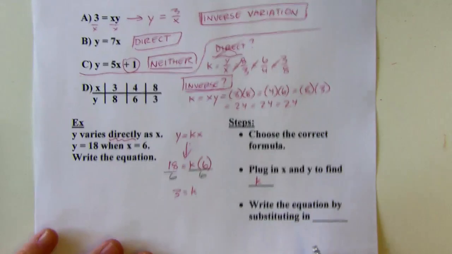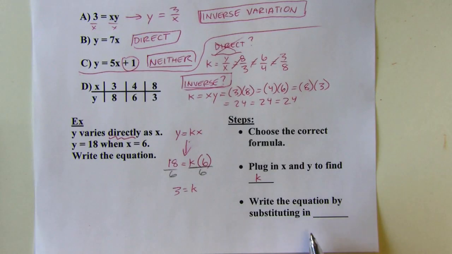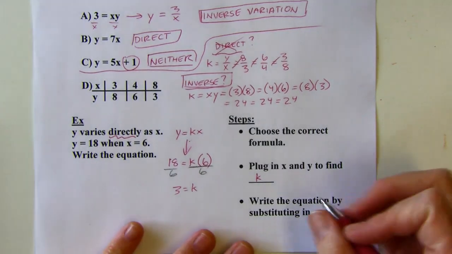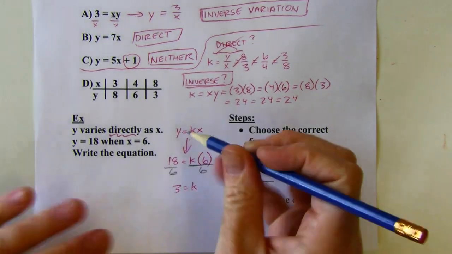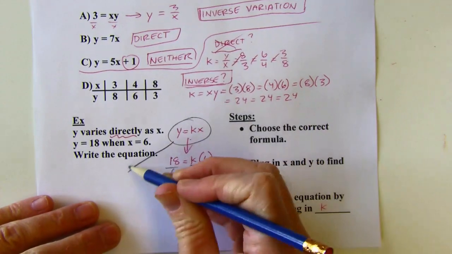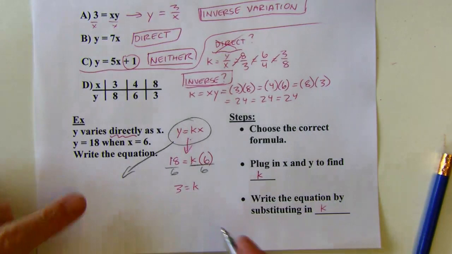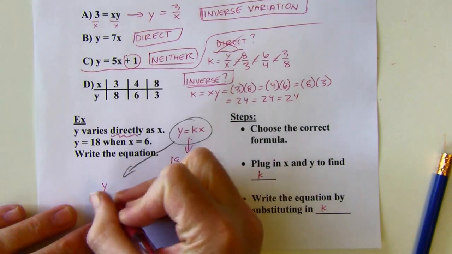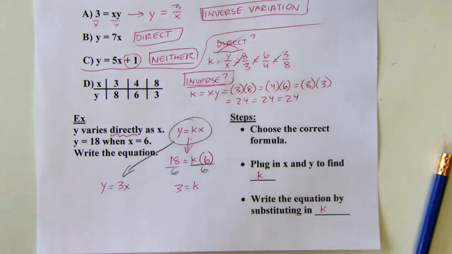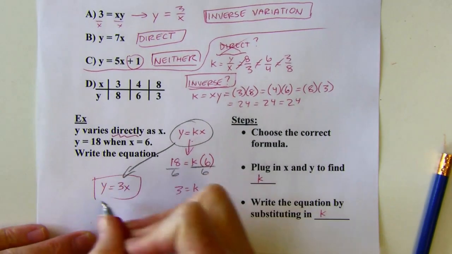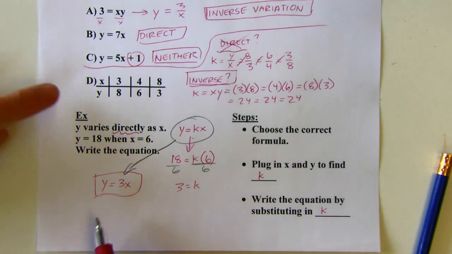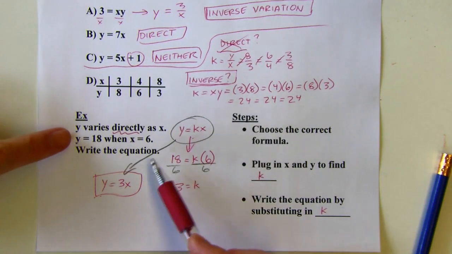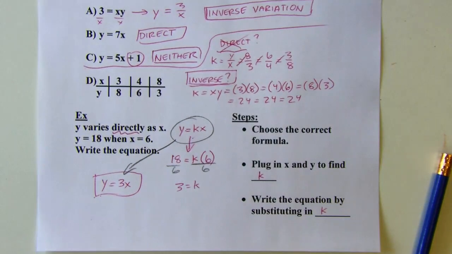Okay, now that I've got that, now I'm going to write the equation by substituting in the k value. Now that I know what k is, I'm going back to this and I'm thinking, okay, well now I can write y equals 3x. In other words, the y's are going to be 3 times as big as the x's. Since this is direct variation, it's always going to hold that same relationship.